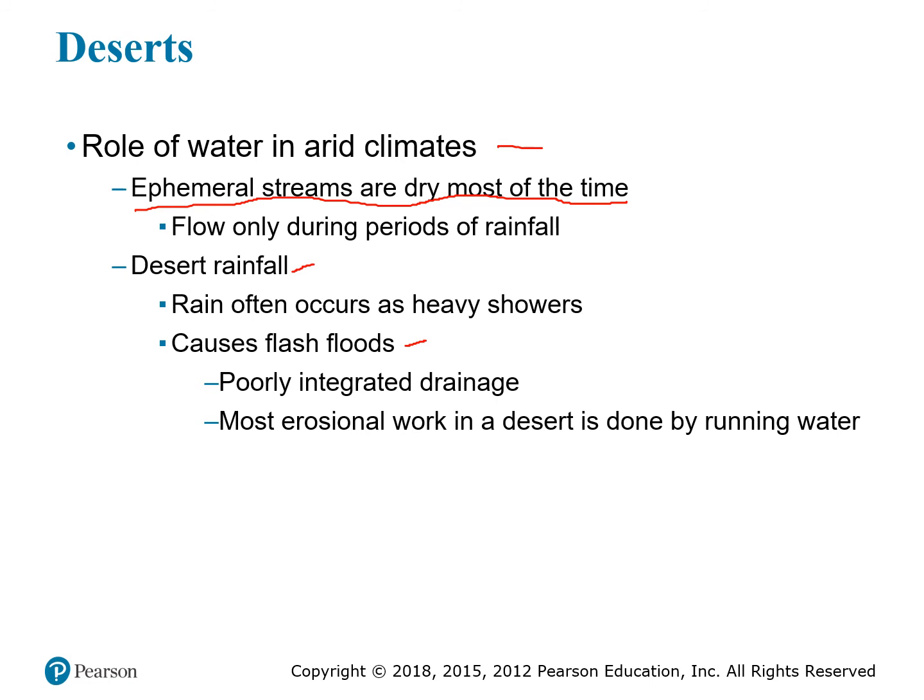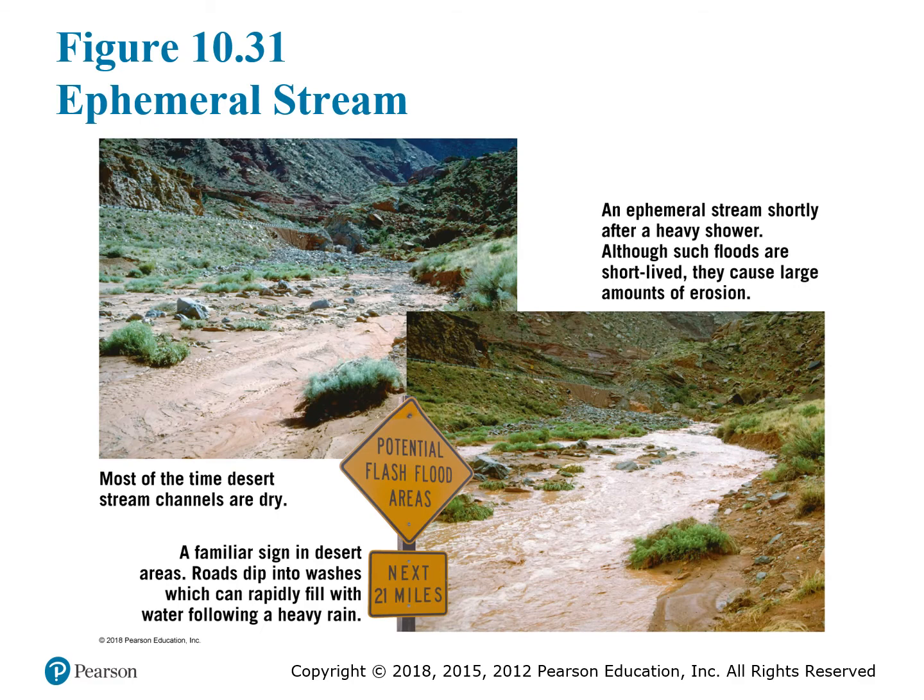So that can be very dangerous, and that's because they have a very poor drainage. Most of the erosional work is done during these few times of rain by running water. So here's an example of an ephemeral stream.